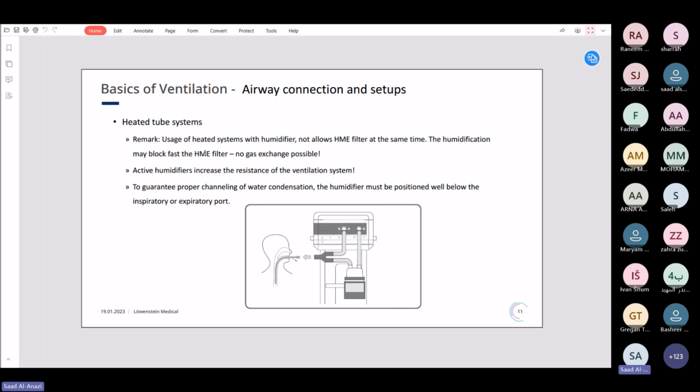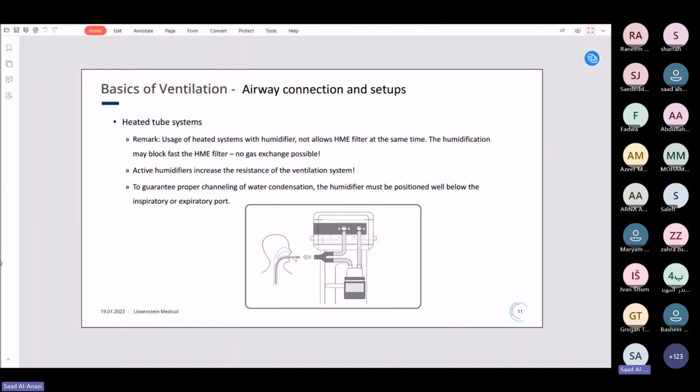In the unheated tube system, it is not allowed to combine the active humidifier with the HME filter at the same time. This will increase the resistance of the ventilation system, and can also cause challenges with water condensation in the circuit. So it's not recommended to connect the HME and the active humidifier together. You have to select one type of humidification.